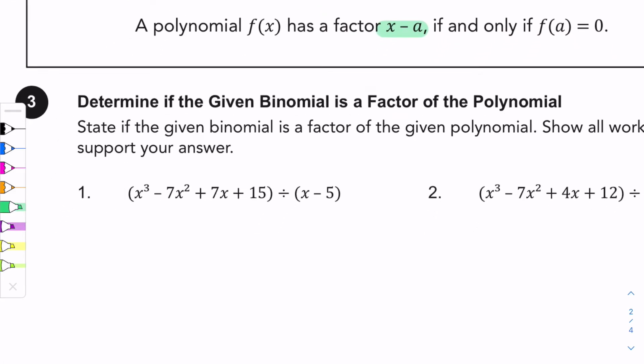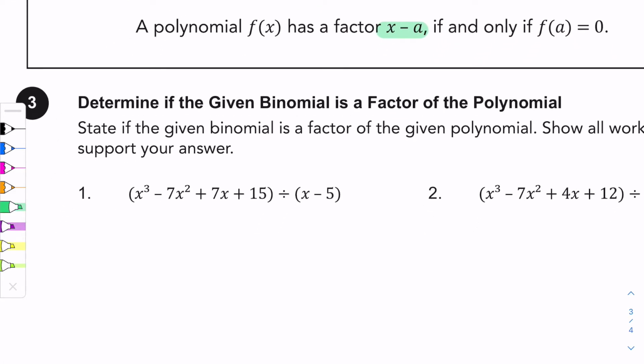So the first example, set 3, is just asking you to determine if the given binomial is a factor. So it's not asking for you to factor the whole thing. It's just saying state yes or no, is the given binomial a factor? You have to prove that it is by showing that the remainder is 0, or prove that it's not by showing that the remainder is not 0. So we're going to go through this the same way using synthetic division.